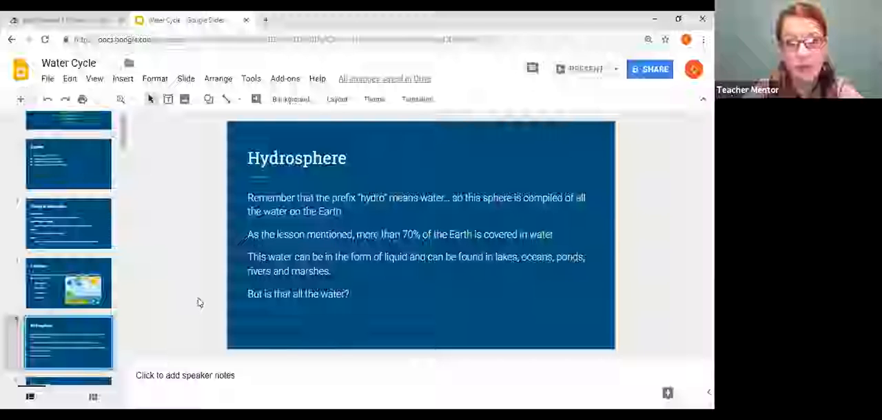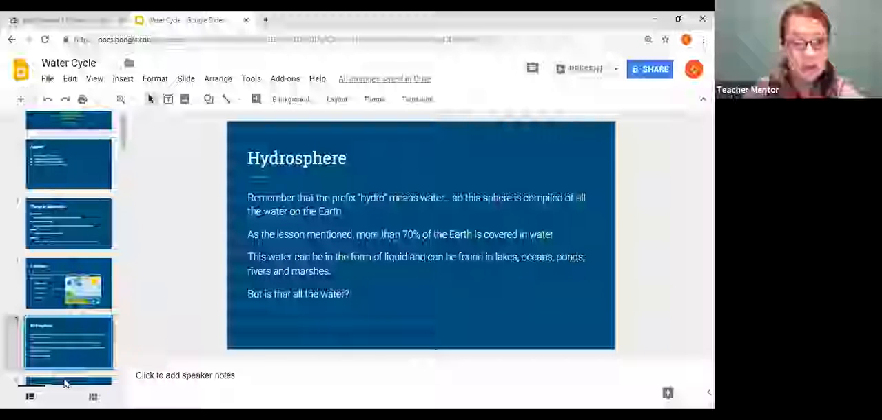What do you think? Is all the water that we have found in lakes, oceans, ponds, rivers, and marshes? No. Where else could we find it? Glaciers. Glaciers, very good. We can find some in groundwater, okay? Underwater or underground reservoirs, good.